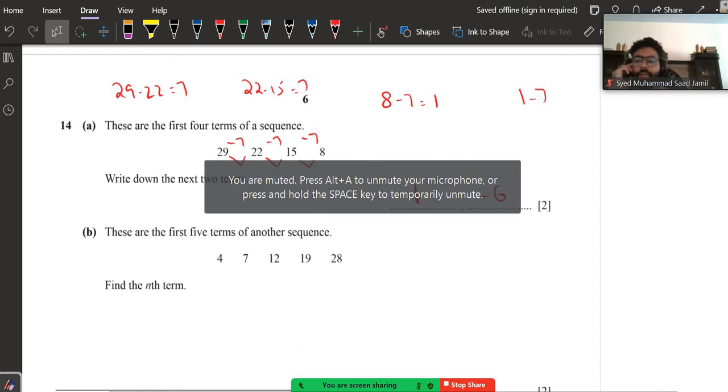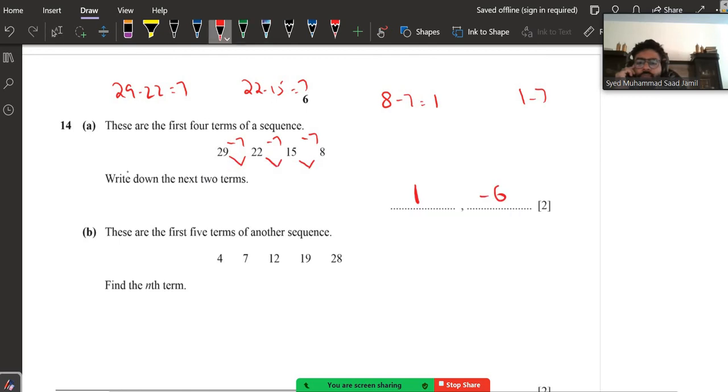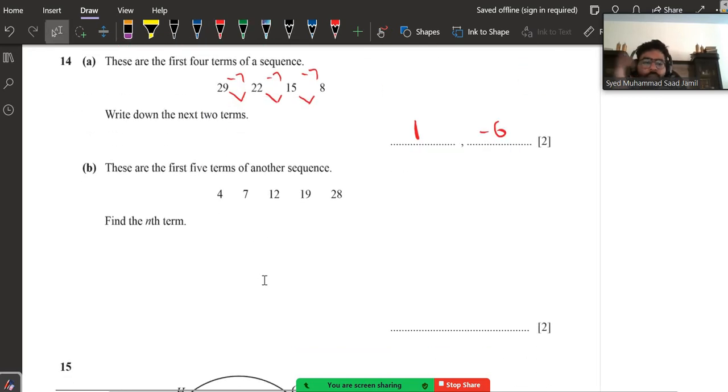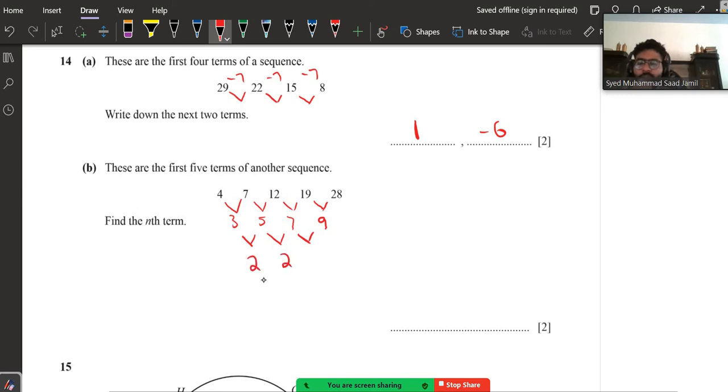Moving on to our next question, we have these are the first 5 terms of a sequence. First of all, we will try to find the difference between each of them. The difference is 3, 5, 7 and 9. As you can see, the difference is not constant. Now what we will be doing is that we will see the difference between these two terms, so that's going to be 2, 2 and 2. For questions like these, we will be basically using a formula.